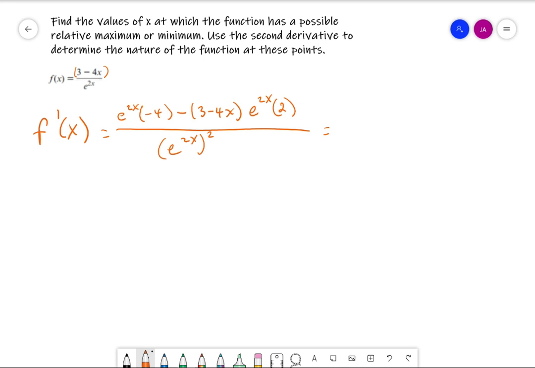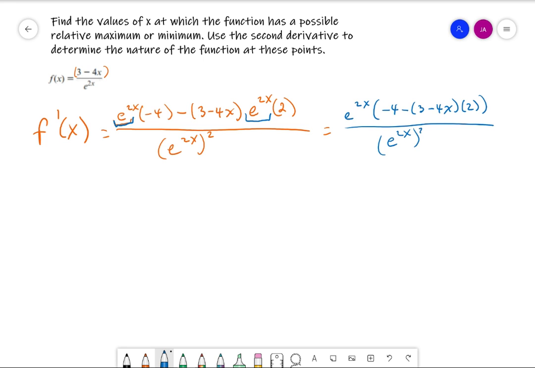Now, I do want to clean this up a little bit because it'll make my life a little easier. And so I see that I can factor out this e to the 2x in the numerator. And so if I do that, that's going to be e to the 2x times negative 4 minus 3 minus 4x times 2, all over e to the 2x squared.